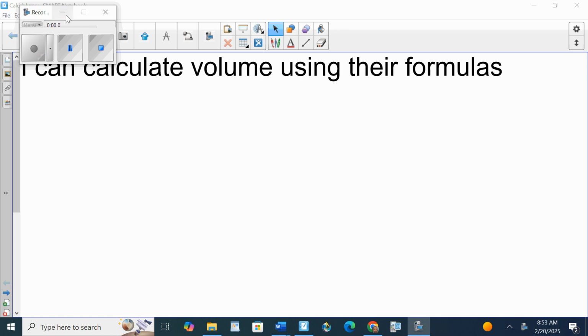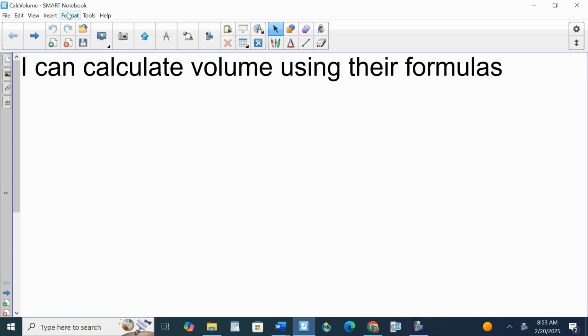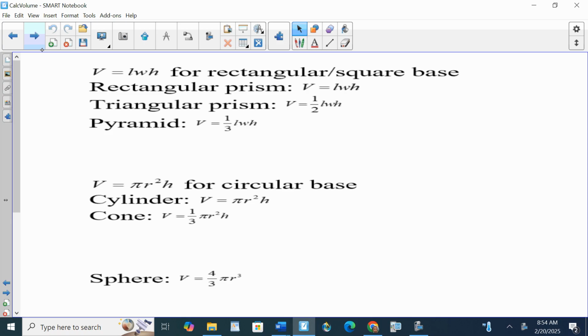Hello, everybody. Very important lesson today. It's kind of the intro, but it's really a big chunk of this unit. I can calculate volume using their formulas. So, you need to know the formulas. That's the problem. They're not really given to you like they were in the past. I have a way to help you.